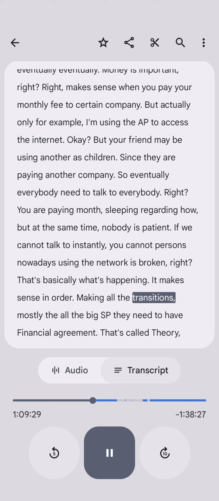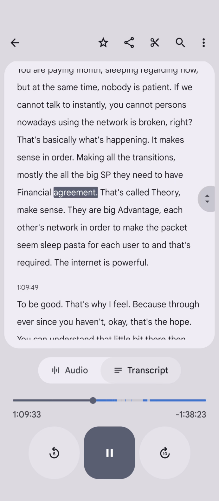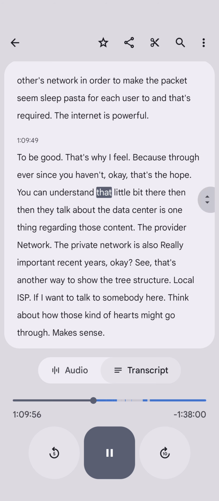In order to make all the transitions smooth, all the big ISPs need to have a financial agreement. That's called peering. Makes sense? They take advantage of each other's network in order to make the packet smoothly pass from each user to everyone. That's why the internet is powerful. Lots of financial agreements are in between. That's why we feel we can do everything through the internet. Okay, hopefully you can understand a little bit more later.